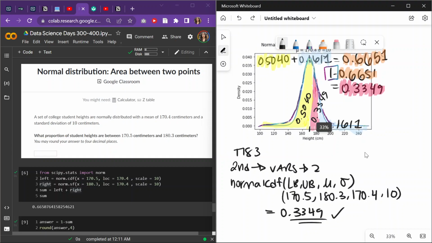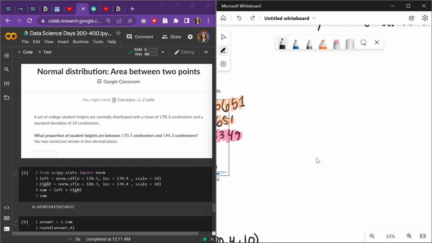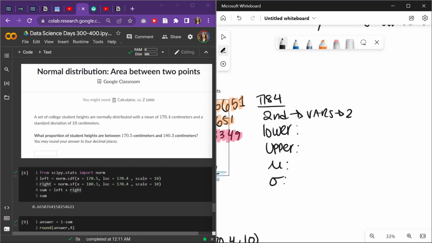And then for the TI-84, it's the same access method. Second, vars, 2, that's the equivalent of norm.cdf in Python. So it's normal CDF, and I'm not even sure if it says it. Anyway, what I remember is that it presents you with the following options: lower, upper, mu, and then sigma. This is what it looks like in your calculator.